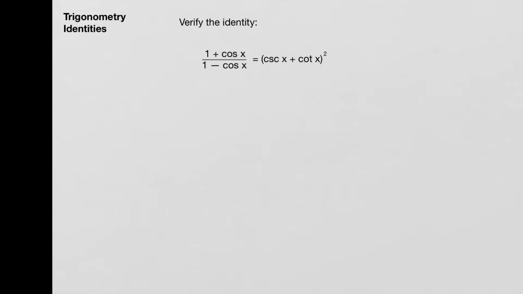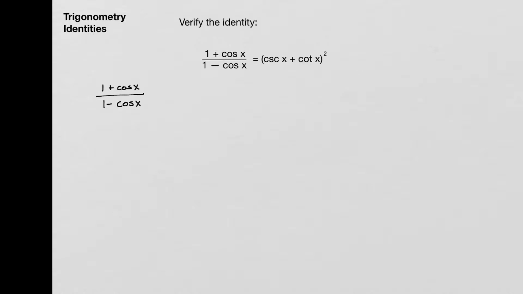In this problem, I need to verify the identity. And so I'll start with one side of the equation and transform it into the other side of the equation. In this particular one, I'm going to start with the left side because it's a fraction, and so there's more potential to kind of squish that down into what we have on the right-hand side. So on the left, I have 1 plus cosine x all over 1 minus cosine x.